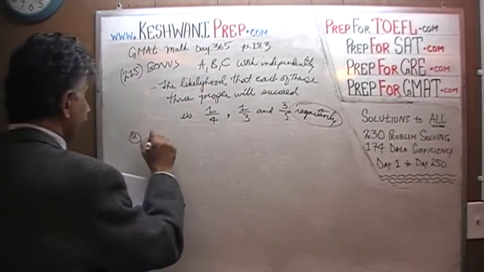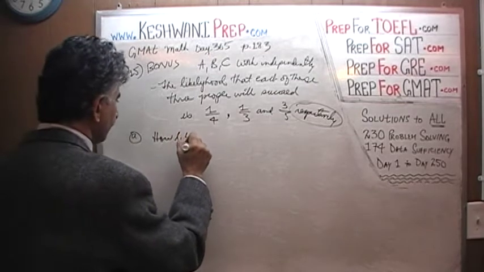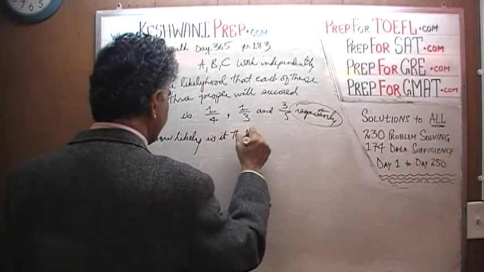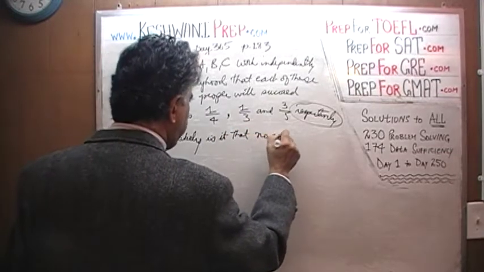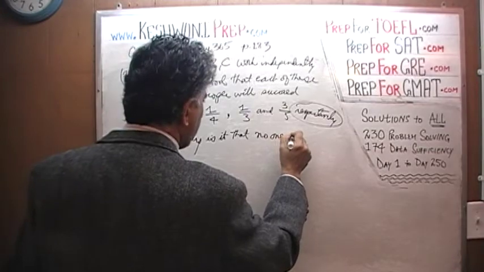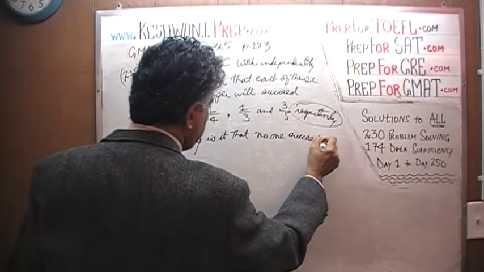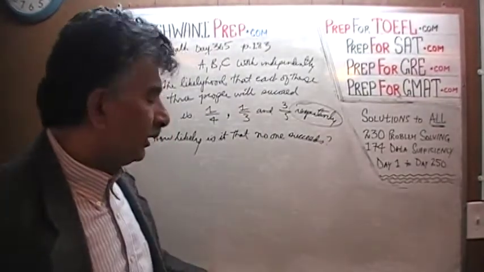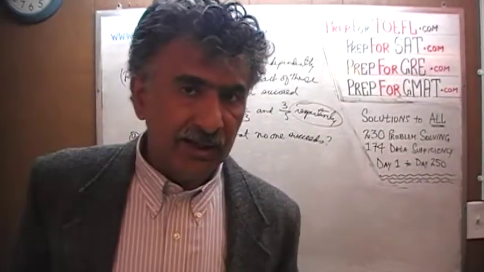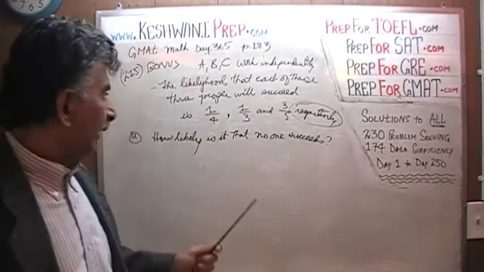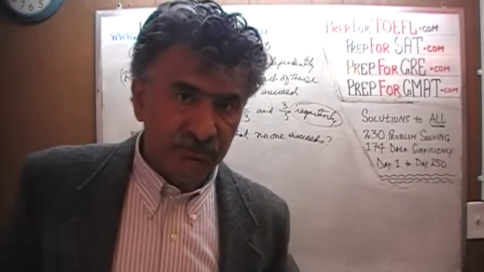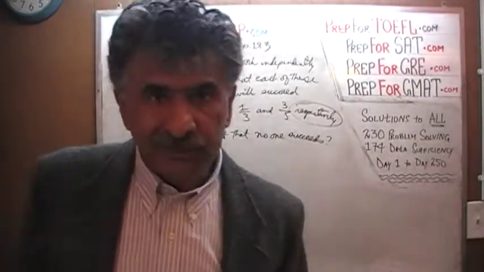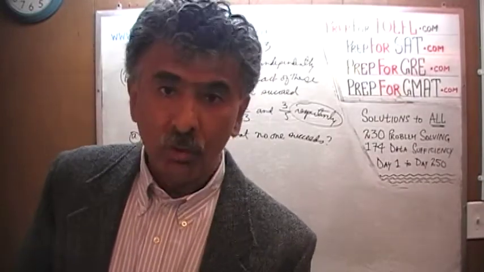First question is, how likely is it that no one would succeed? How likely is it that no one succeeds given the situation where we are told that the odds that A will succeed is 25%, there is 33% chance that B will succeed in solving this problem that they're working on, and there is about 60% chance that C will succeed. Let's find out what are the odds that no one would succeed.